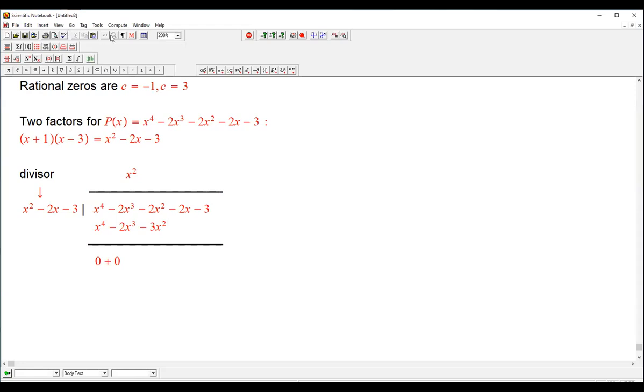Okay, negative 2x squared minus negative 3x squared. In your mind, I want you guys to do this. Negative 2x squared, which is on the top.